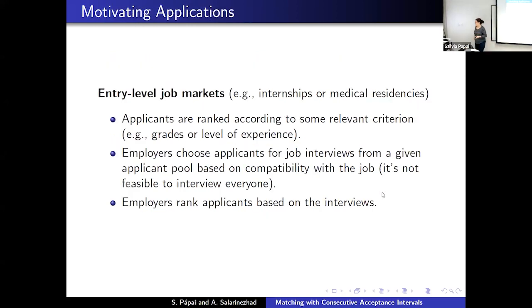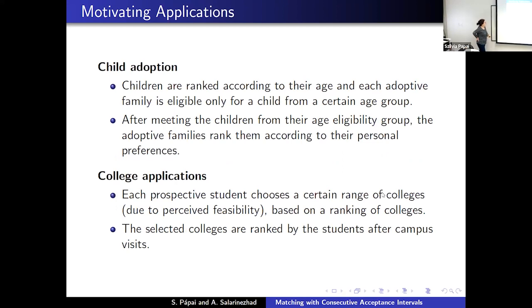And here are some applications, just to throw these out there. The model doesn't capture everything, but this gives you some idea of what we had in mind. For example, the entry-level job market. We have applicants who are ranked according to some criterion, and then the employers choose within a range. Then there is an interview, which determines the employer's ranking within that range. It's not feasible to interview everyone.